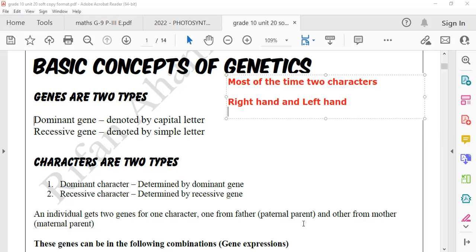Similarly, we can say can roll tongue, can't roll tongue. How many choices? Two choices. Okay, in this class, including me, how many can't roll tongue? Put up your hands.